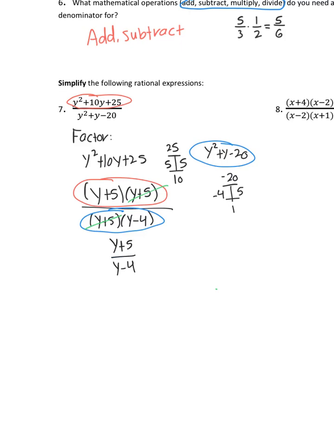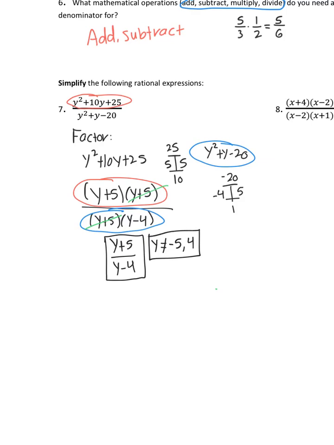You cannot cancel both y plus 5s on the top with one y plus 5 on the bottom. It has to be the exact same for you to cancel it. So I can't cancel 2 copies of something with 1 copy of something else. It has to be 1 copy and 1 copy. So this would be your simplified form, and your domain restriction here would be looking at the original denominator, the one that I circled in blue. I'm going to flip the signs of those factors. So y cannot be equal to negative 5 or positive 4.